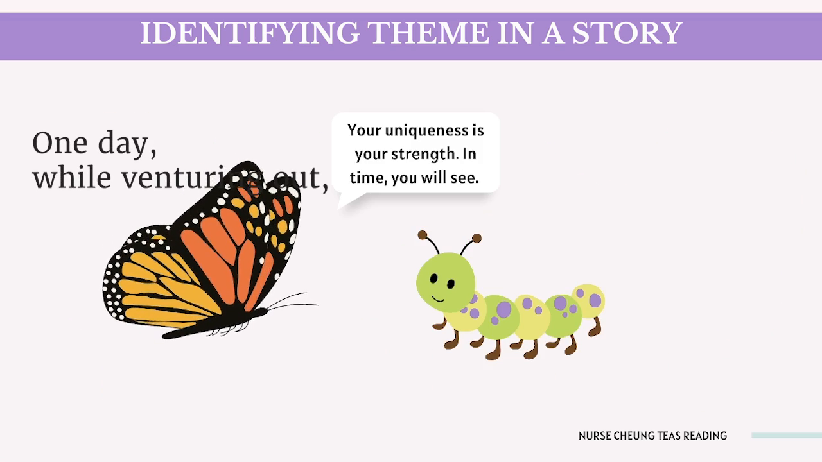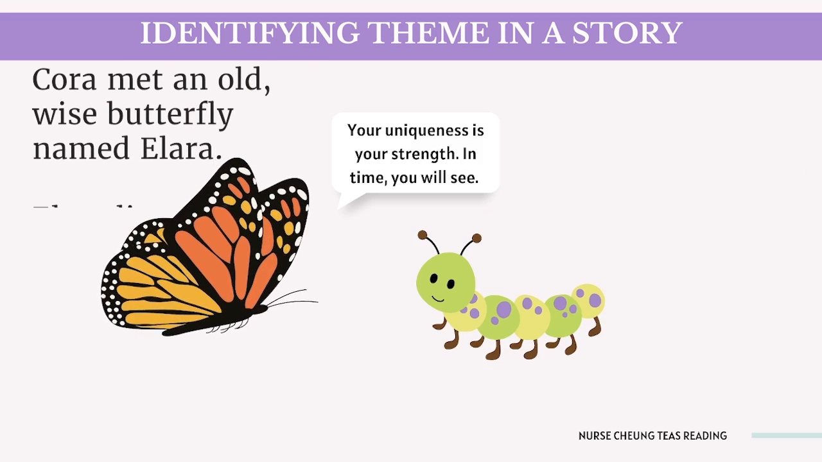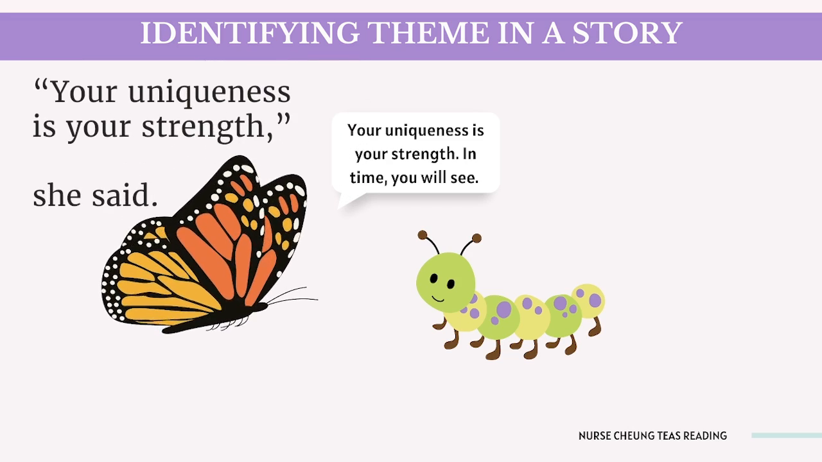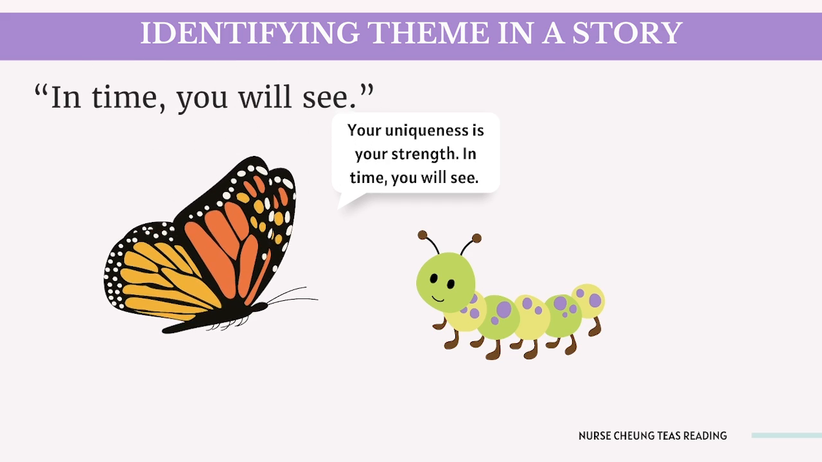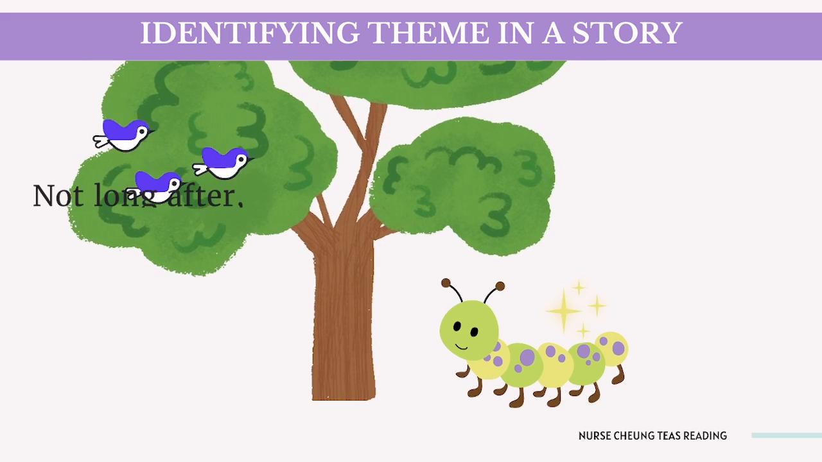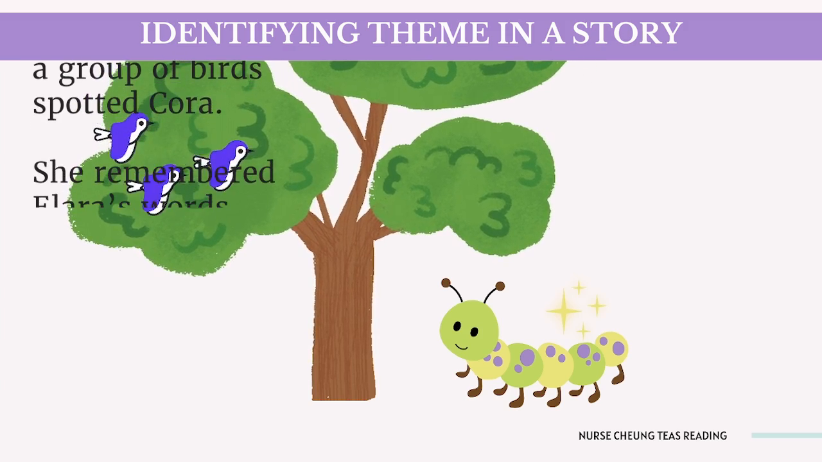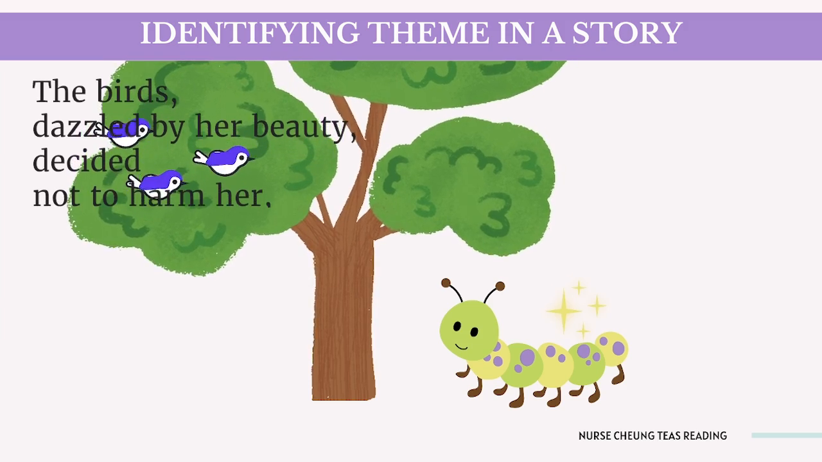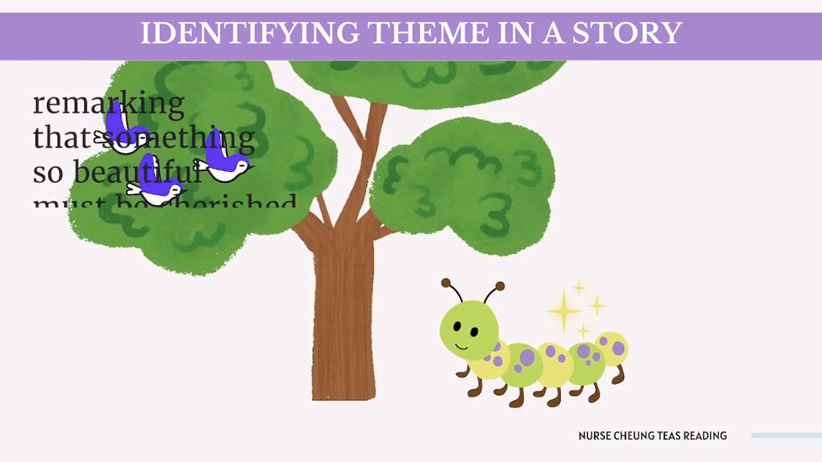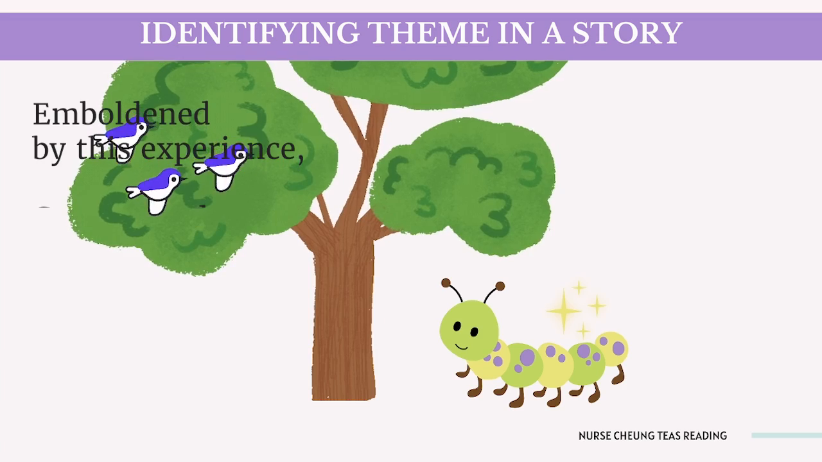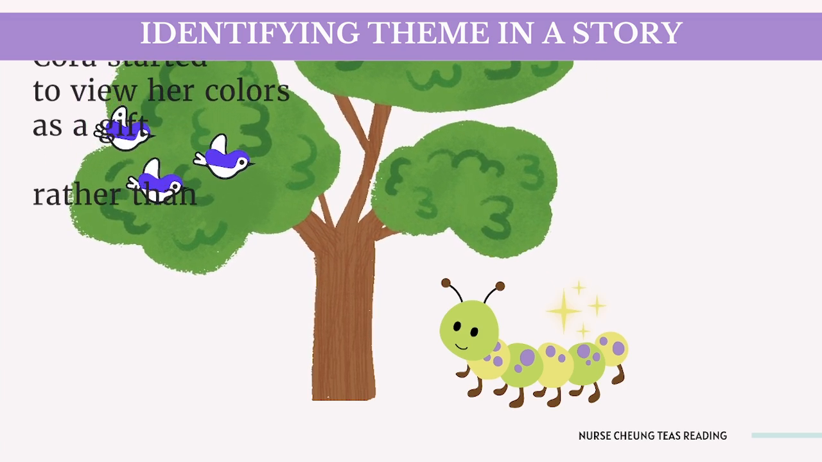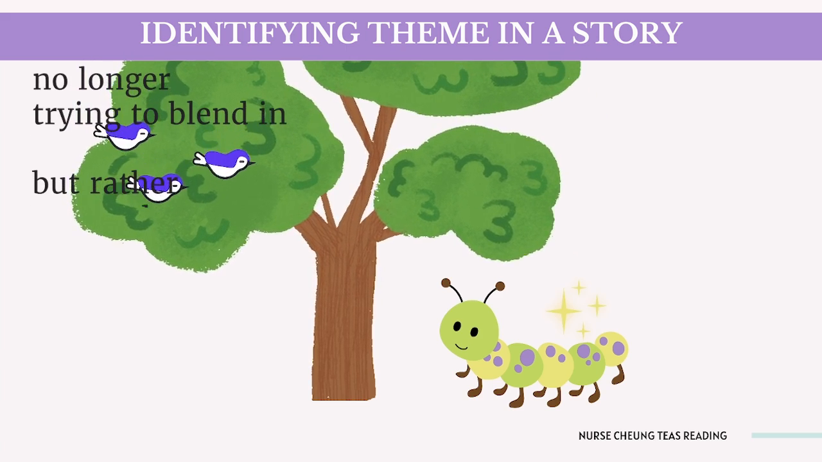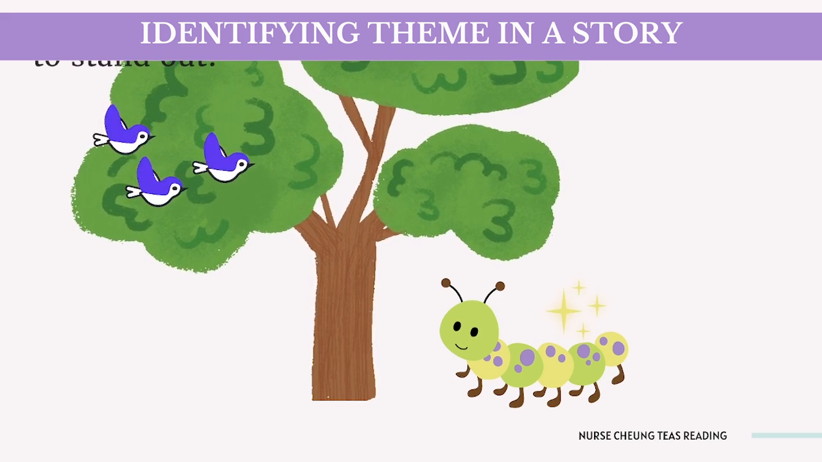One day, while venturing out, Cora met an old, wise butterfly named Alara. Alara listened to Cora's worries about her bright colors and smiled gently. "Your uniqueness is your strength," she said. "In time, you will see." Not long after, a group of birds spotted Cora. She remembered Alara's words and, instead of hiding, displayed her colors more boldly. These birds, dazzled by her beauty, decided not to harm her, remarking that something so beautiful must be cherished. Emboldened by the experience, Cora started to view her colors as a gift rather than a curse. She began to embrace her uniqueness, no longer trying to blend in, but rather to stand out.